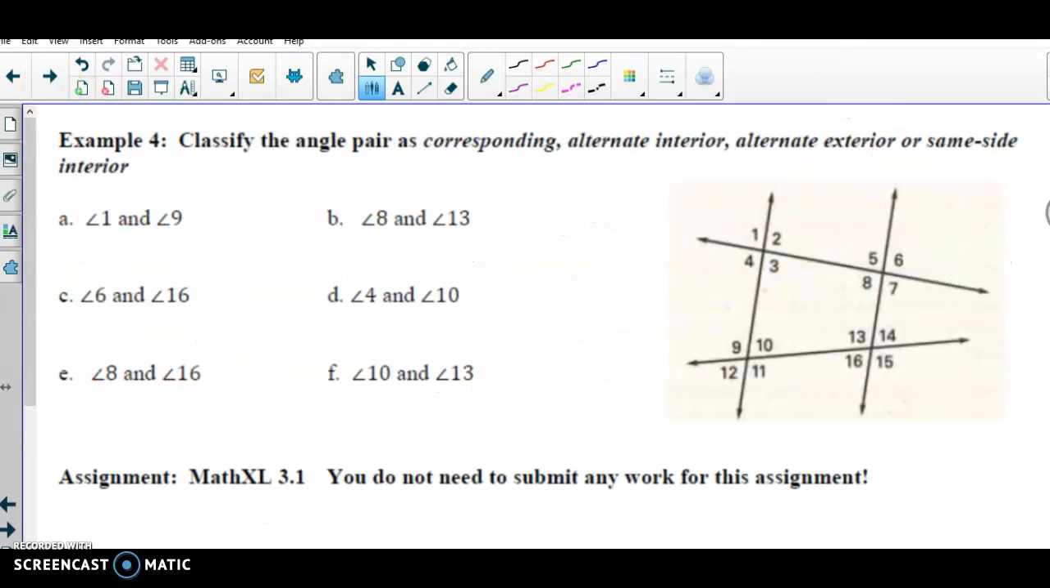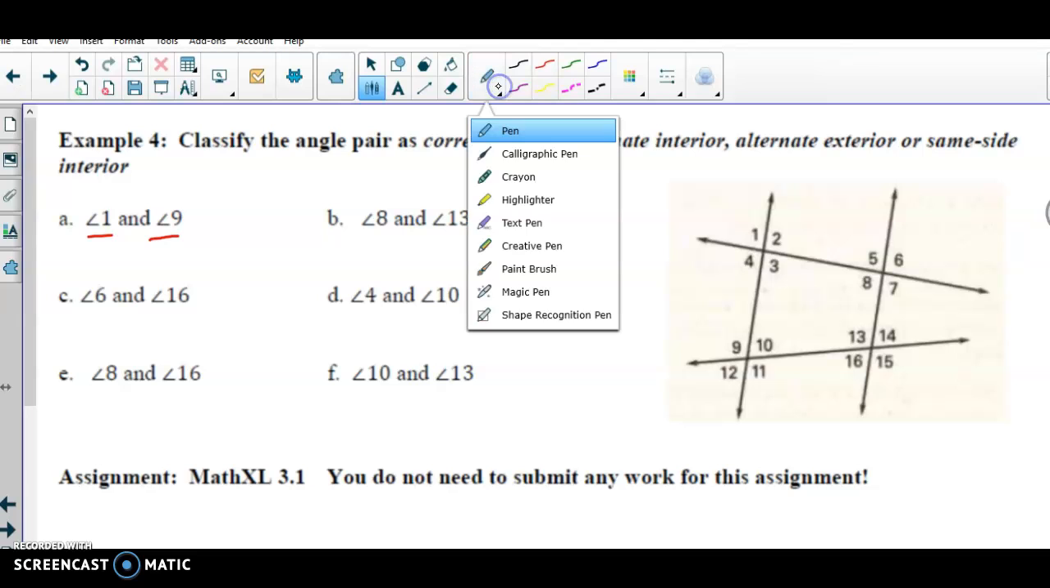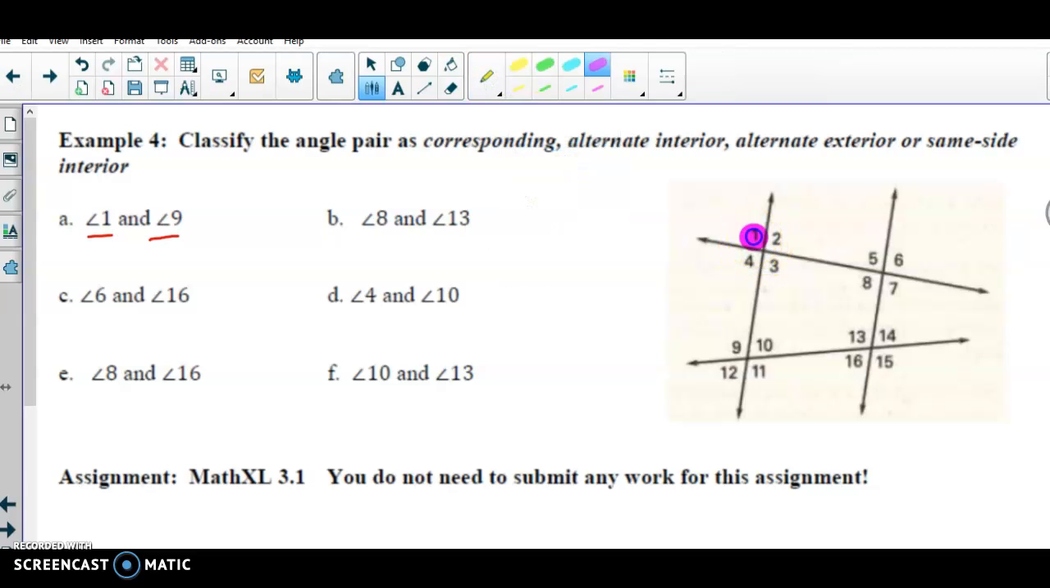Now, if we make a more complicated picture, it says classify each angle pair as corresponding, alternate interior, alternate exterior, or same side interior. But here we have 4 lines instead of just 3. So any one of these lines could be the transversal. It just depends on what angles we're talking about. So if I take a look, first of all, at angle 1 and angle 9, you need to identify where they are and which lines are being used to form them.